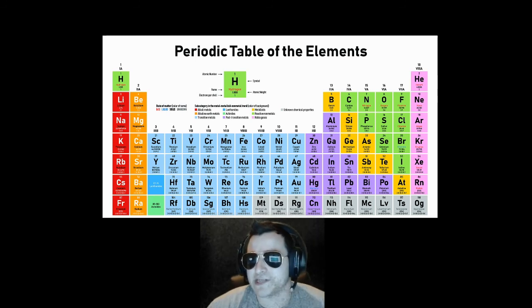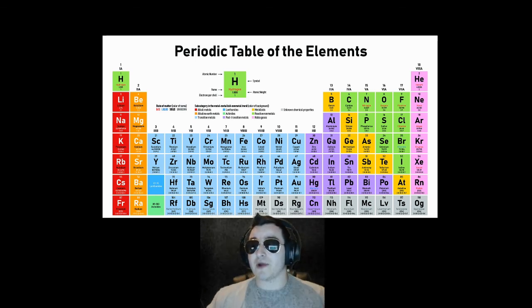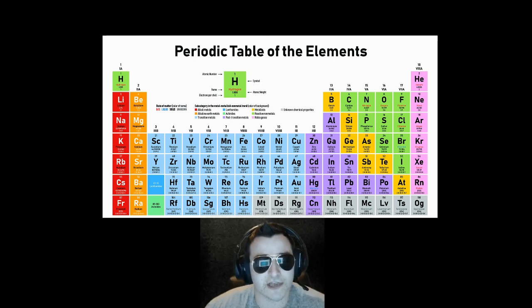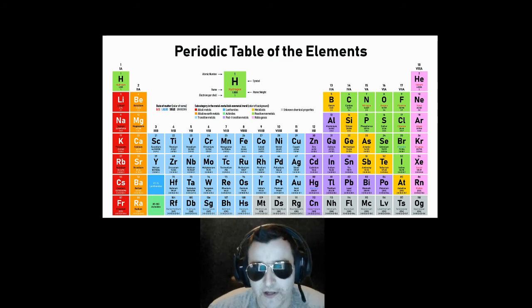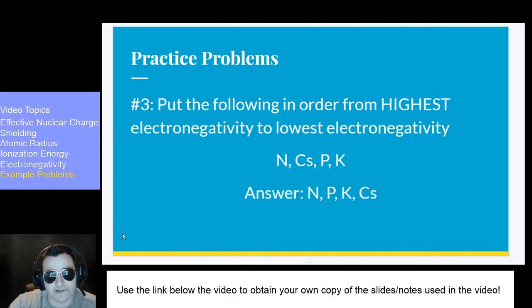Well, potassium is higher up, therefore not as much shielding is taking place. Cesium has more electron rings to worry about, not as strong of a nucleus in order to emit this attractive pull. Therefore, potassium is going to have a higher electronegativity than cesium. So the order that we're going to rock with here is going to be nitrogen highest, phosphorus second highest, potassium third, and cesium last place. So let's see. And boom, we're good to go.